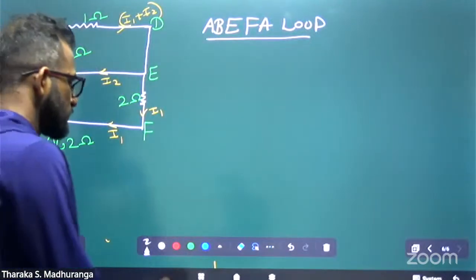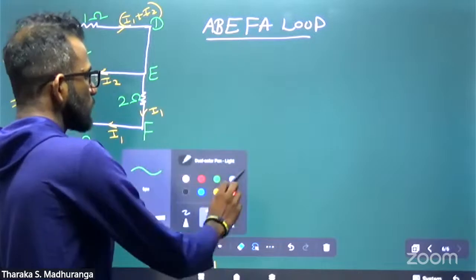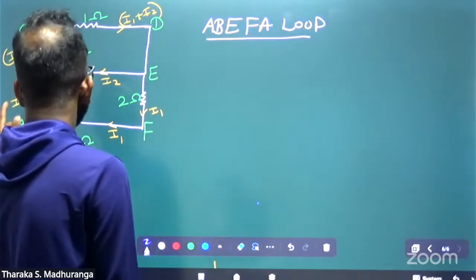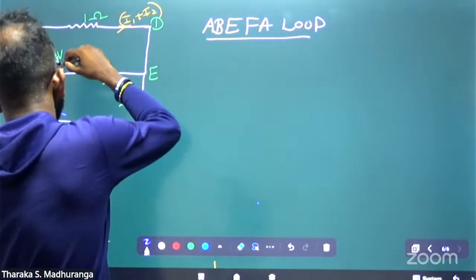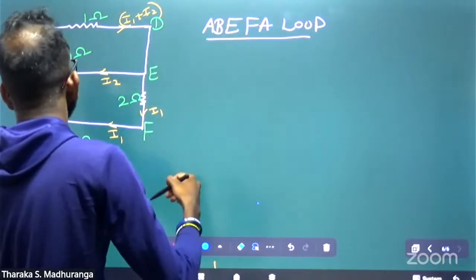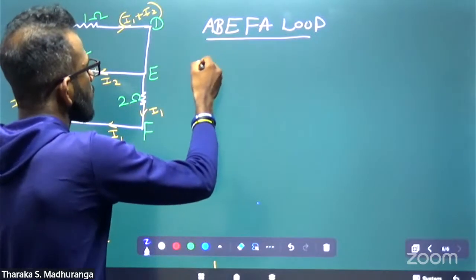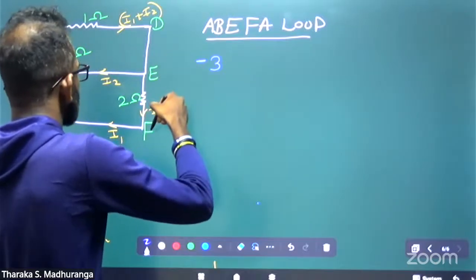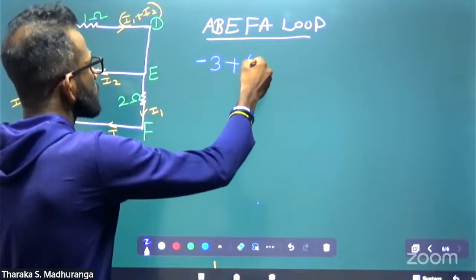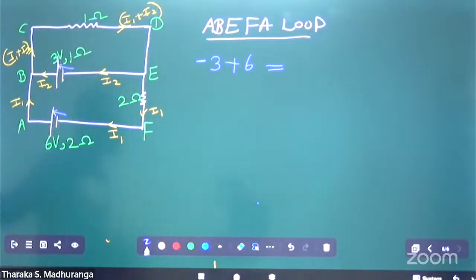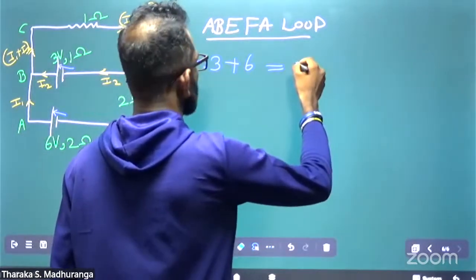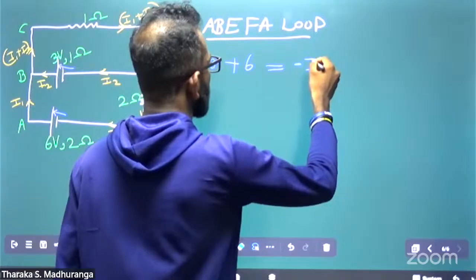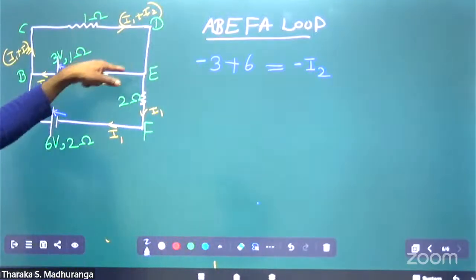Then what can you do? A to B, no cell or resistance. B to C, there is a resistance. I forgot to mark this electromotive force direction, opposite to our direction: -3. It is the same as our direction: +6 equals. Now A to B, B to E, 1 ohm, 1 I2, minus 1 I2. Why? Our direction and current direction are opposite.